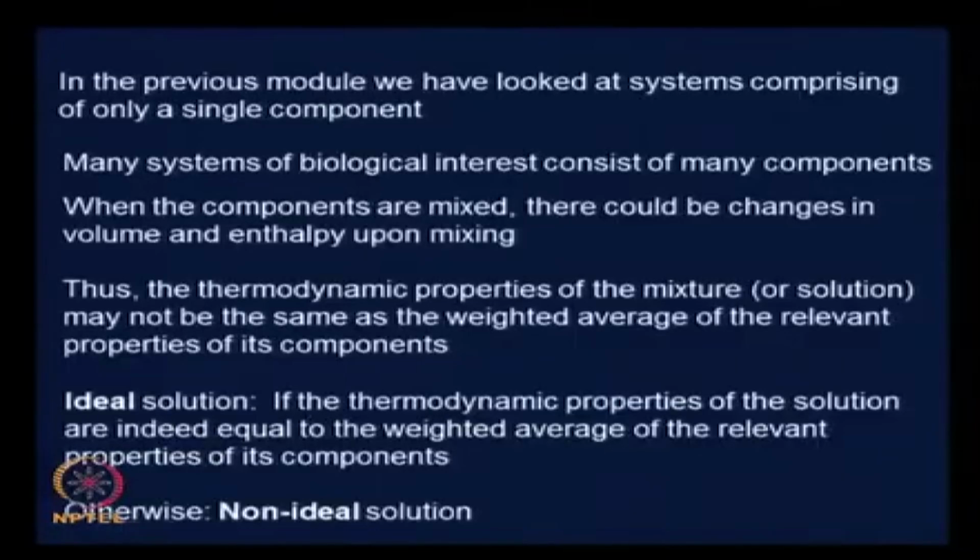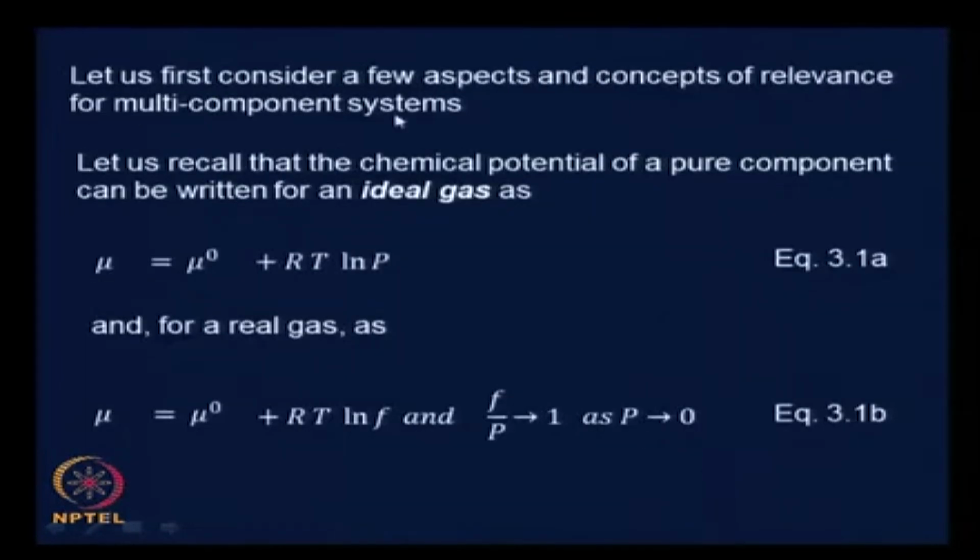We said that an ideal solution is one where the thermodynamic properties of the solution are equal to the weighted average of the relevant properties of the components, which may not always be the case. When it is not equal to the weighted average, it becomes a non-ideal solution, which is the usual case. And then we said we will look at a few aspects and concepts of relevance for multi-component systems.